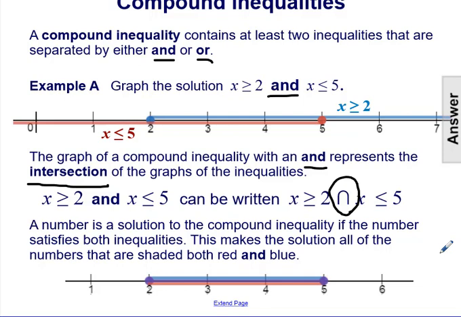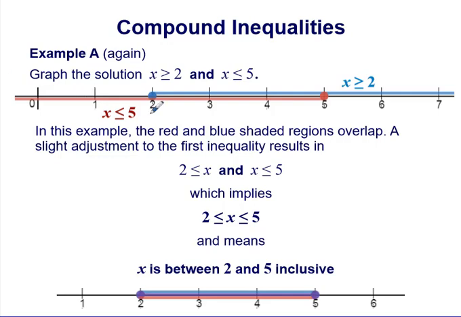So this makes the solution all of the numbers that are shaded both red and blue. So the only part that's red and blue from above was from 2 to 5. So now that's the only part shaded, that in-between piece, that intersection. So here again, we have x is greater than or equal to 2 and x is less than or equal to 5. So in this example, the red and blue shaded regions overlap.